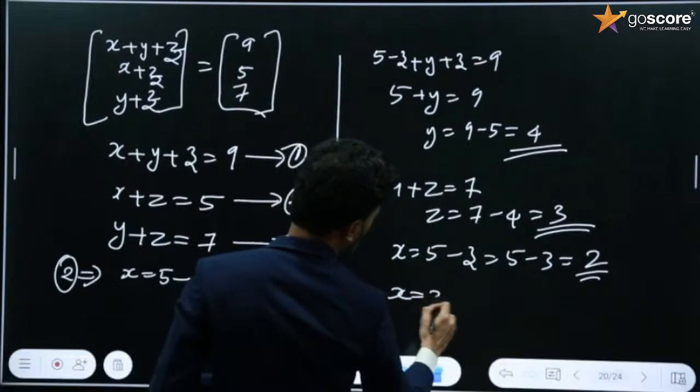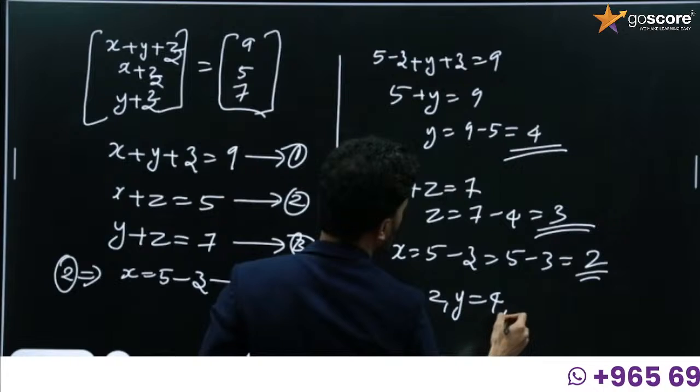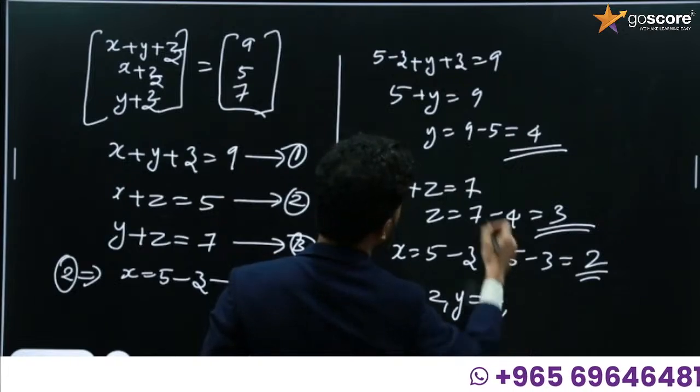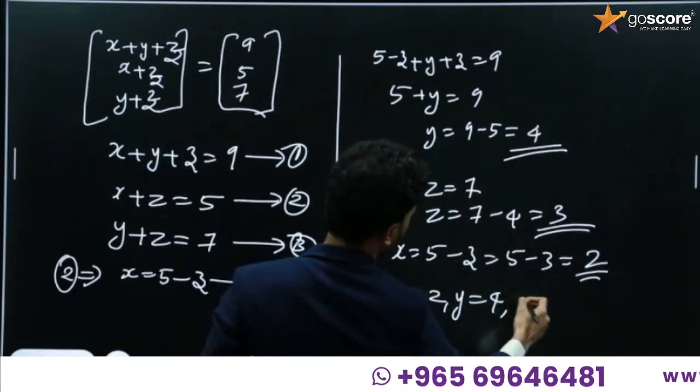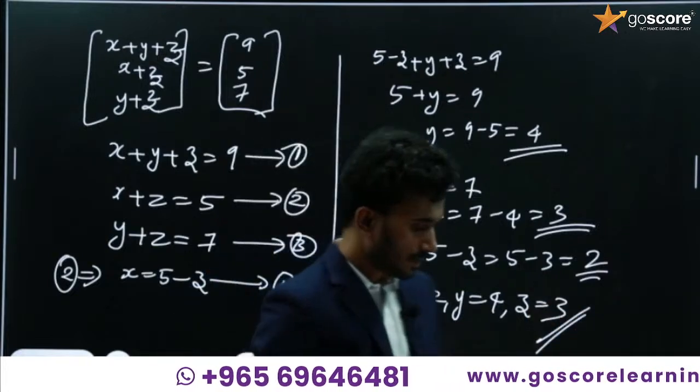X is equal to 2, y is equal to 4. Then what will be the value of z? Z is equal to 3. Okay.